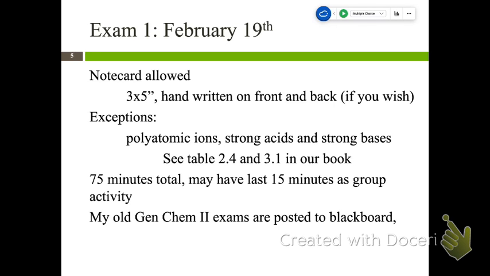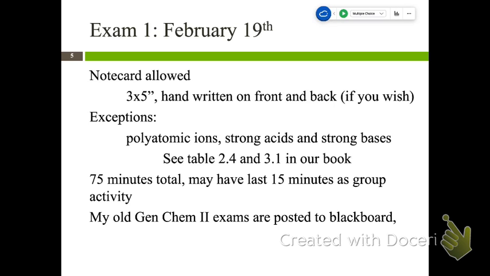The things that I don't allow on that note card are polyatomic ions. For this exam, the strong acids and bases don't really matter, but for polyatomic ions, if there's a name of a polyatomic ion, you should know what that is. So if you have a list of polyatomic ions on the note card, I consider that to be not allowed, and I'll take the note card away.